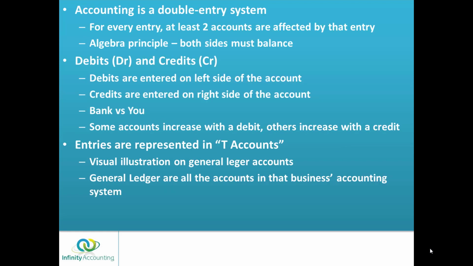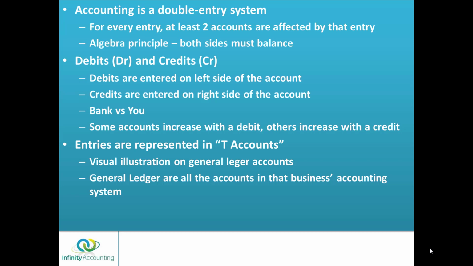So accounting is what I call a double entry system, and for every entry there are at least 2 accounts that are affected by that entry. It's what I call the algebra principle when I relate it to accounting. When you learned algebra in middle and high school, if you did something to one side, you had to do something to the other side. So in that regard, it's similar to accounting where both sides must balance.